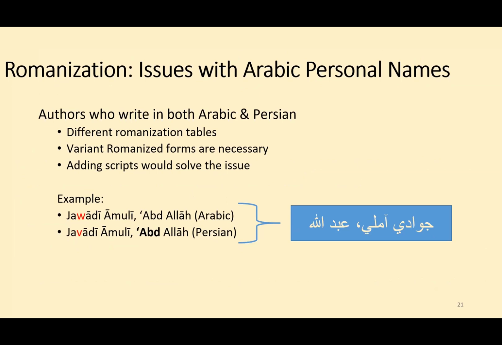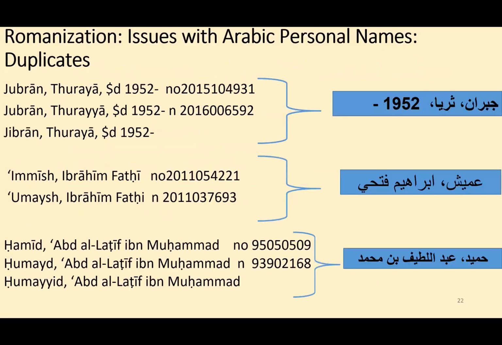We encounter authors who write in both Arabic and Persian with identical script forms. The romanization table rules are different for each language, so having the script in the record will allow for the discovery of the entity and prevent any duplication. And talking about duplication, duplicate authority records are one of the consequences of all these issues.